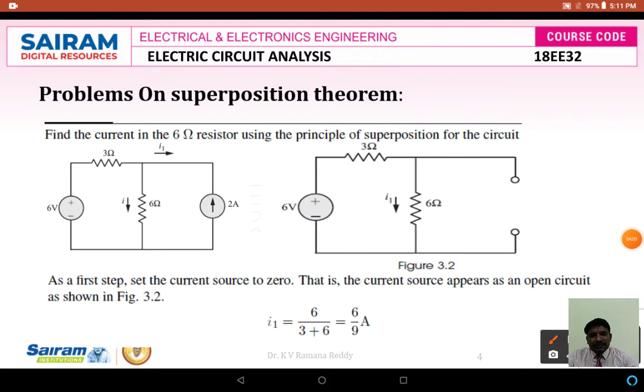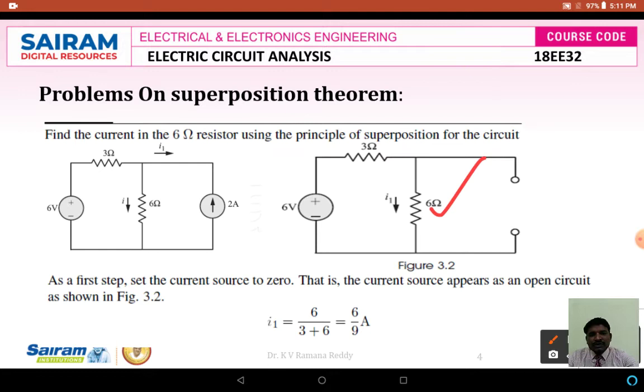This is the case 1 circuit. In this case 1 circuit, I am keeping the 6 volt voltage source in the acting position and the 2 ampere current source is removed. In this circuit we consider each source individually and find the response, that is, the amount of current flowing through the 6 ohm resistor due to the presence of the 6 volt voltage source.